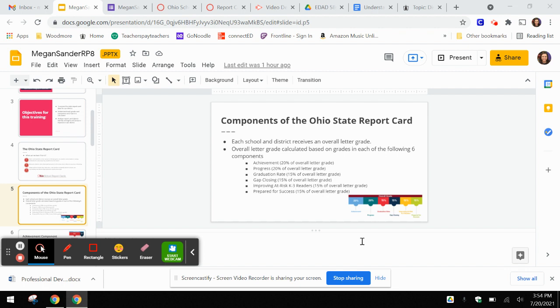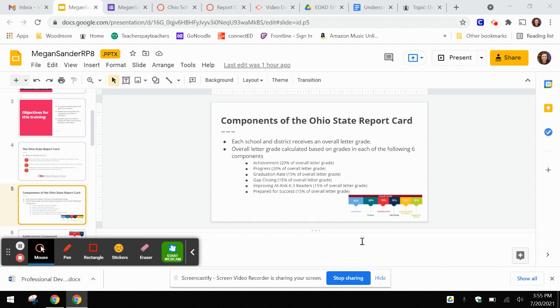The next component is graduation rate, which only accounts for 15% of the overall letter grade. Next is gap closing, which is also 15% of the overall letter grade. The next component is improving at-risk K-3 readers, and that is worth 15% of the overall letter grade.